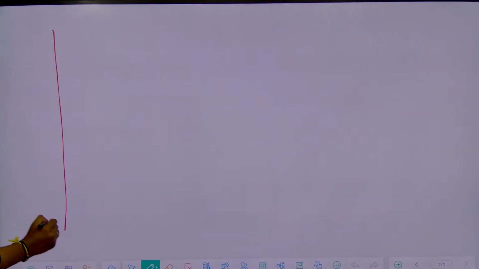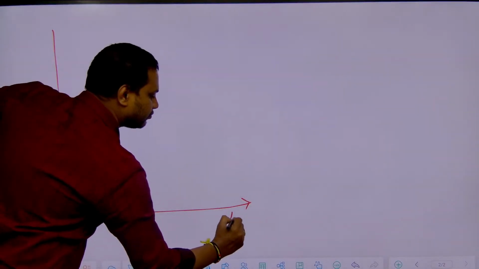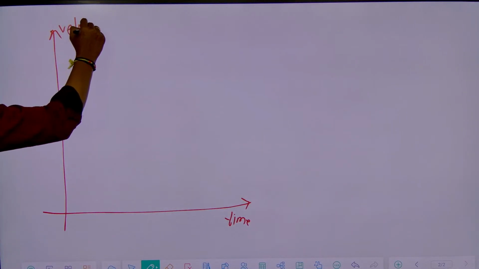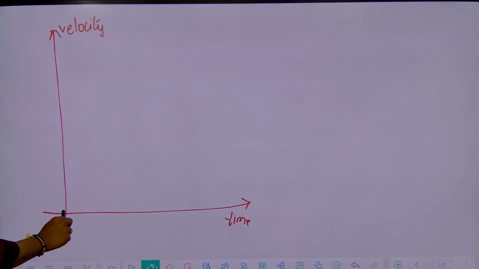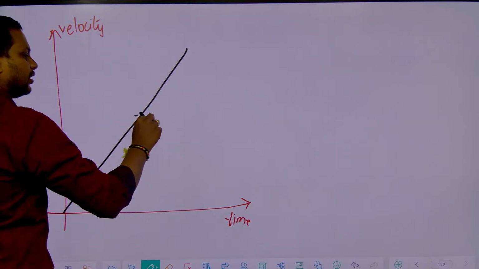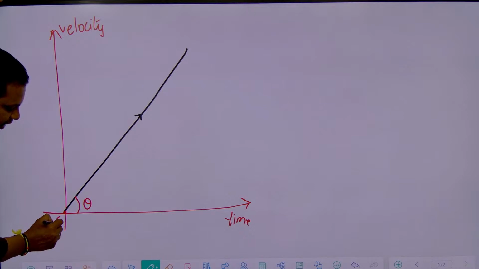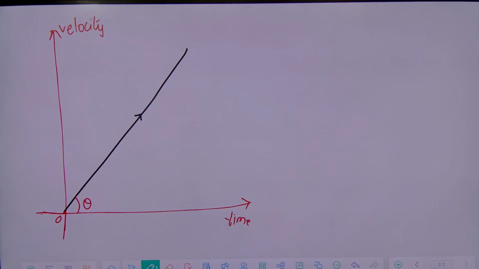Now for the next graph, I'll take velocity on the y-axis and time on the x-axis, and I will draw the graph like this. This is a straight line passing through the origin, and the angle here is theta.